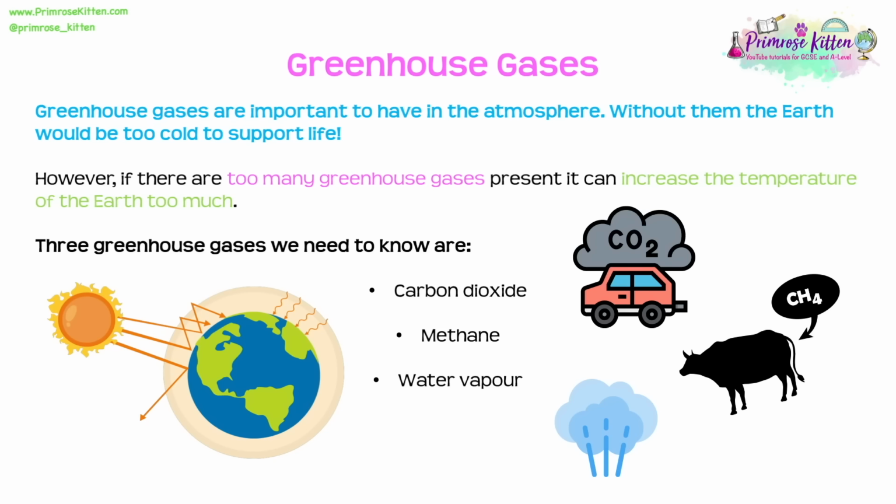Greenhouse gases are gases that are actually really important to have in our atmosphere. Without the presence of greenhouse gases, the Earth would actually be too cold to support life. However, the problem arises when there's too many greenhouse gases present. When we have too many greenhouse gases in the atmosphere and they're too abundant, the temperature of the Earth will be increased too much. Now, we need to know the names of 3 greenhouse gases. We need to know carbon dioxide, methane, and water vapour.